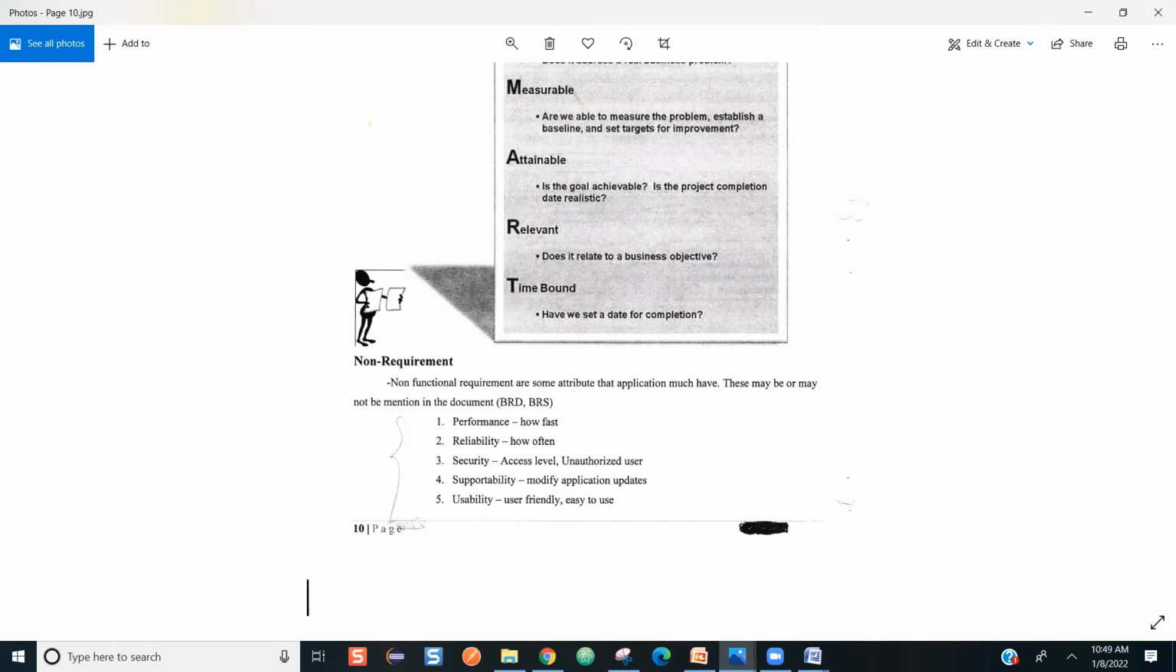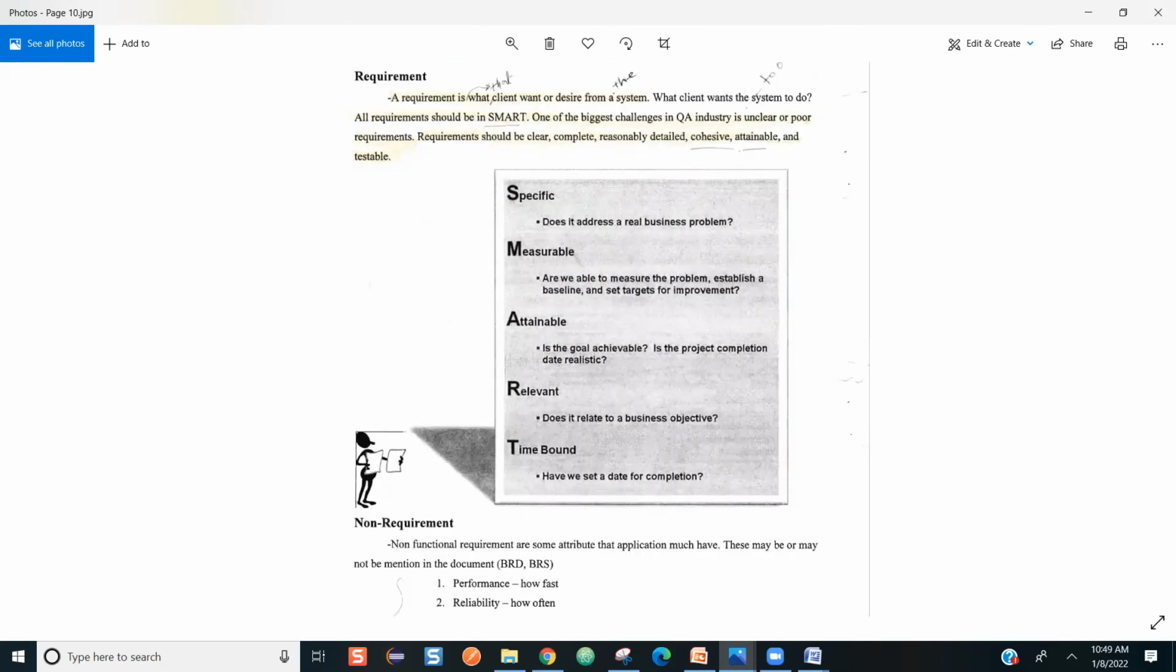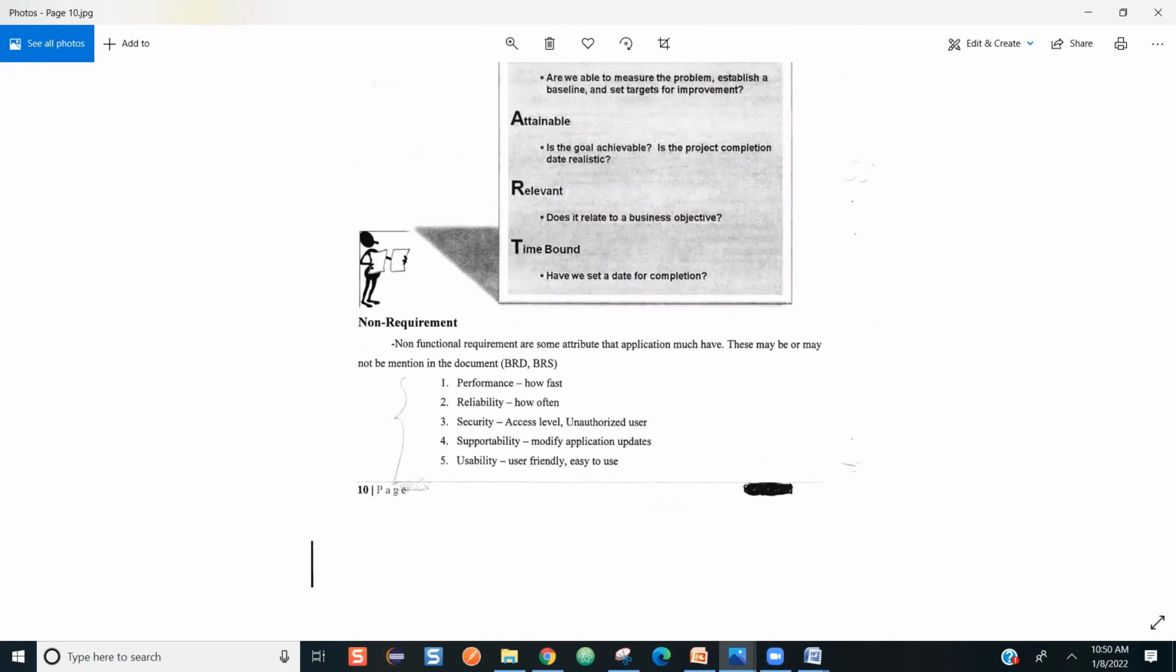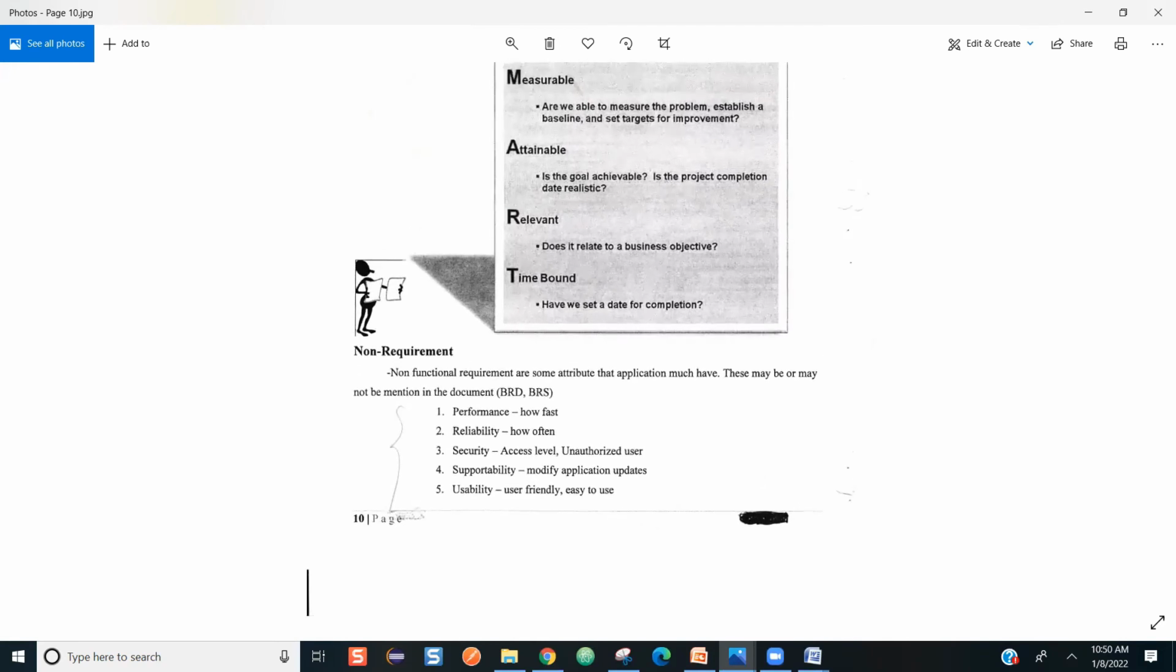So what is your expectation from the website? We said that something is a requirement and something is non-requirement. The non-requirement terms are performance, reliability, security and usability. That is good. If you know at least three, performance, reliability and security, that's enough. Or if you know reliability, security and usability, that's enough also, at least three. Thank you. If you have any question, you can ask me. Okay, excuse me.